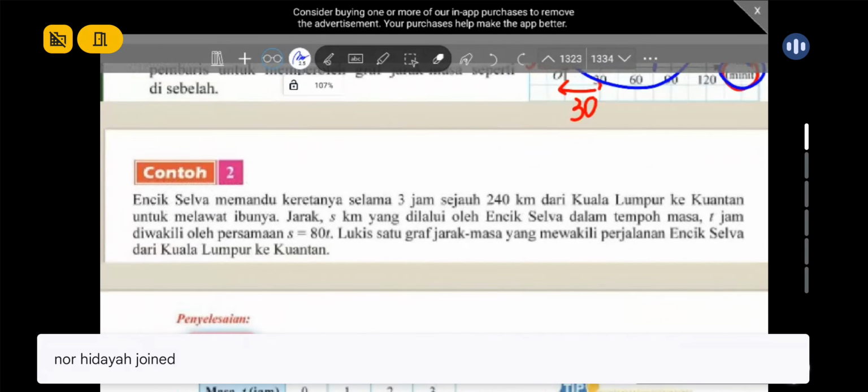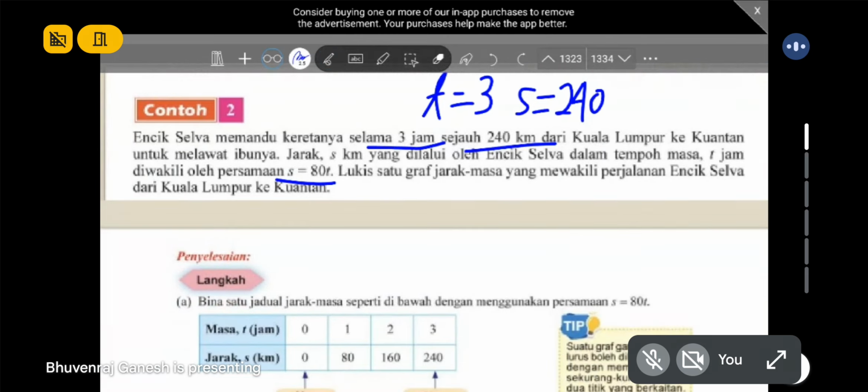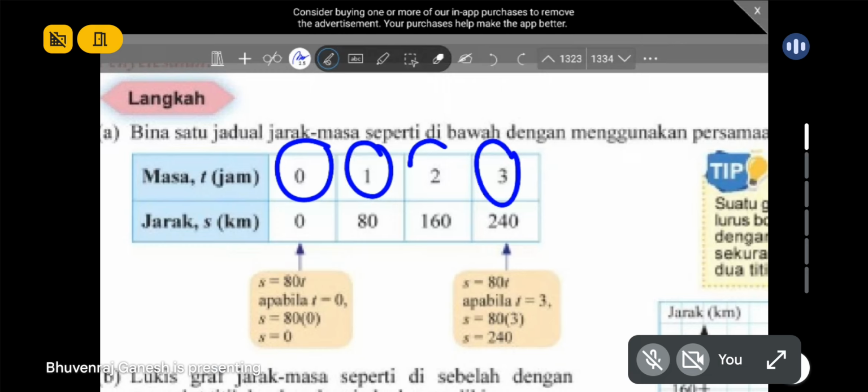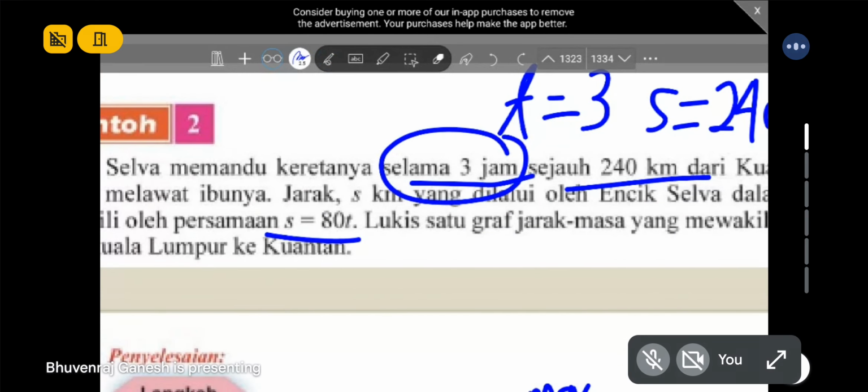So this one they tell you some information. They say S is equal to 80t, and then when t is equal to 3, S is equal to 240. Based on the information, you need to draw the graph. Kamu kena lukis. So basically you just need to choose some random values for time. Yang paling senang 0, 1, 2, 3. 3 is the maximum, because the question already said 3 hours. So 3 hours is the maximum for the value of t.